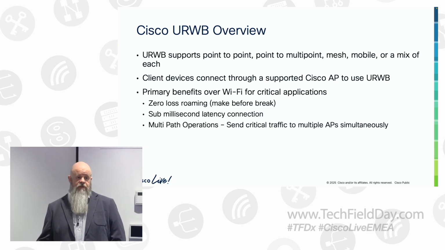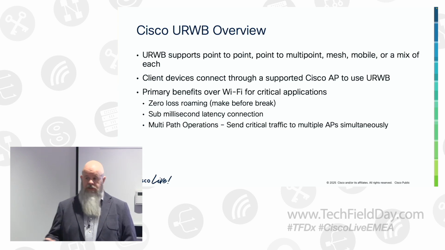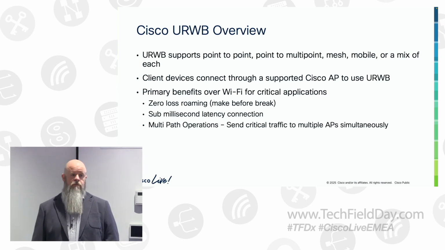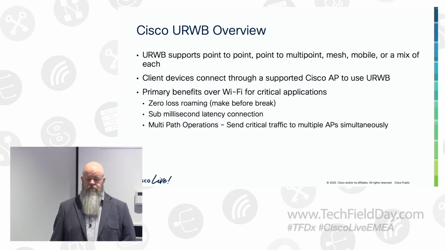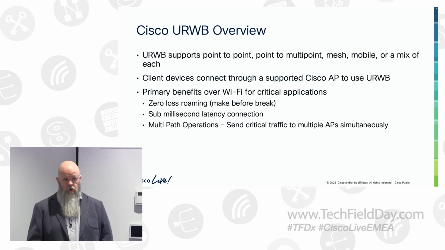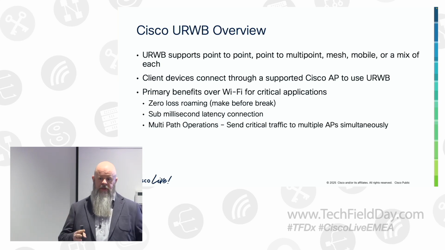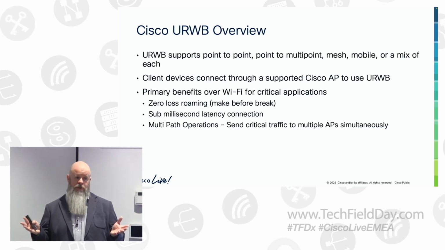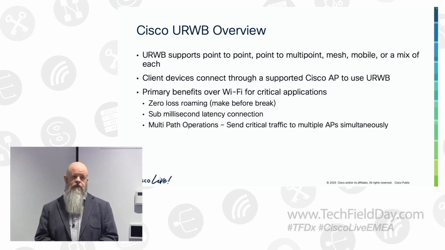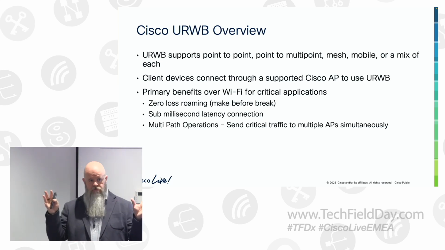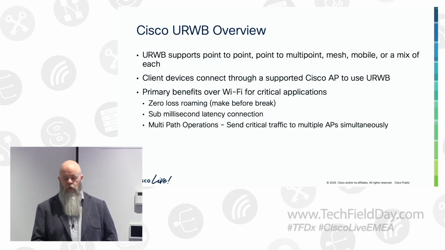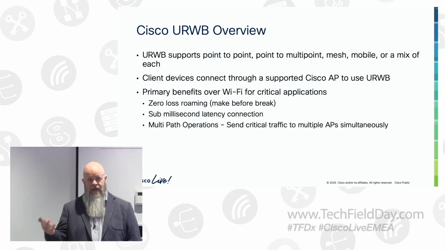And the primary benefits of URWB over Wi-Fi are that it is zero loss roaming, true zero loss roaming, no packets lost. The latency is better because the back end is different. This is non-Wi-Fi. It operates on 802.11, but the whole communication is non-Wi-Fi. And multipath allows a device to connect to multiple APs at the same time redundantly and send the same traffic to 2 places, and it gets joined on the back end. So if anything fails, you don't lose a frame. Now, that's not the way it's typically deployed, but if you have that need, it absolutely supports it.